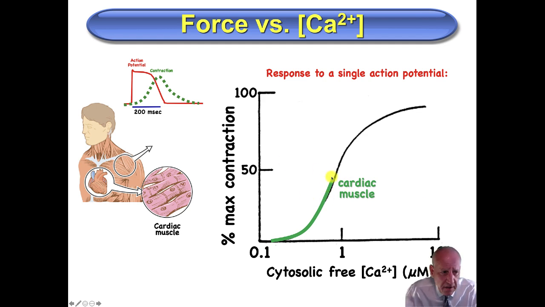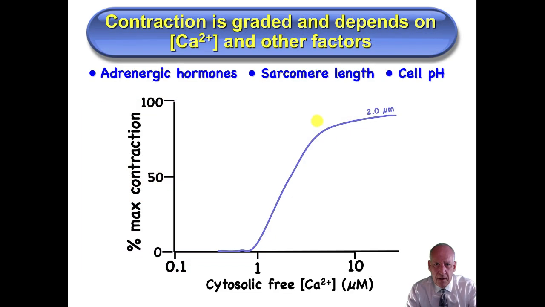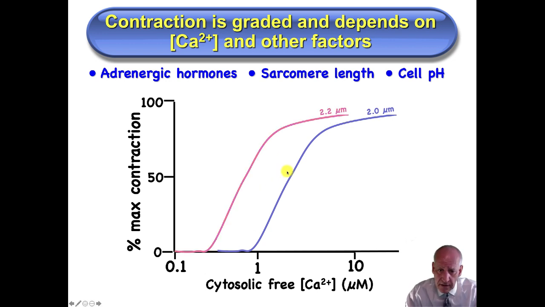And so contraction is graded, it's variable, it is submaximal. And this has important consequences. Not only is the contraction graded, but it depends on many factors. First, several neurotransmitters, hormones, and drugs can alter the level at which calcium rises in response to stimulation. Note how norepinephrine, for example, shifts the sensitivity of the contractile apparatus so that it is more sensitive to a given level of calcium. And second, stretching the muscle fiber also markedly increases calcium sensitivity.